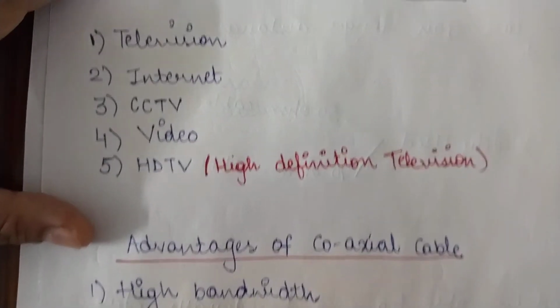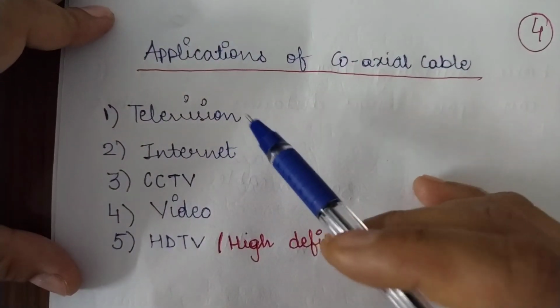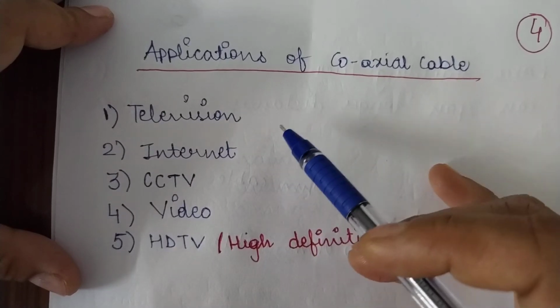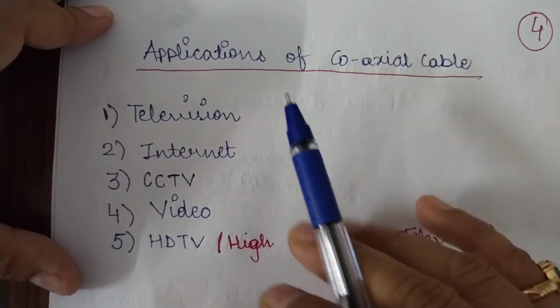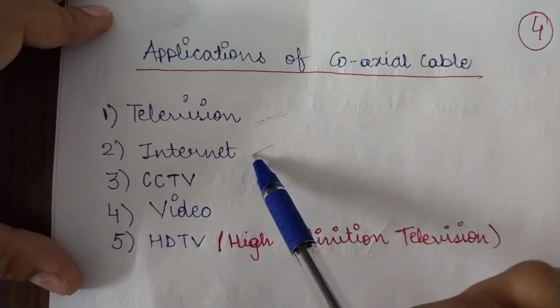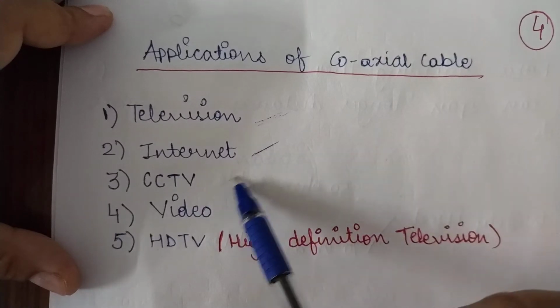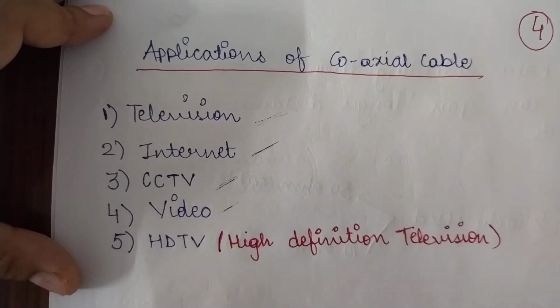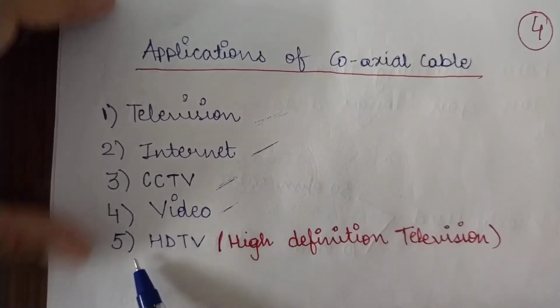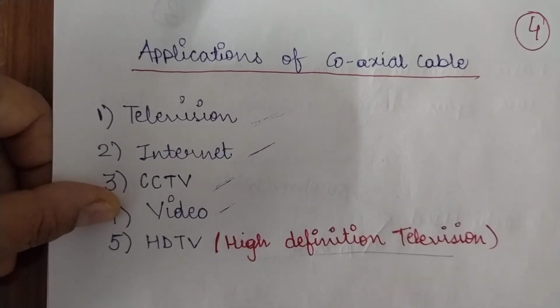Now, what are the applications of coaxial cables? Where can you use your coaxial cables? There are various applications. You can use them in your televisions. Internet cable for transmitting data uses coaxial cable. Your CCTV cameras that you have installed inside your homes have coaxial cables. For videos, you can use coaxial cables. Further, obviously for high definition television, coaxial cables are used.